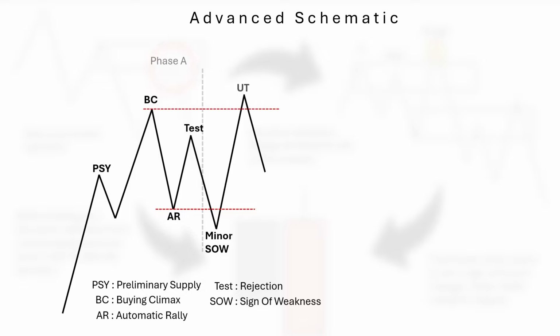And what do you have here? You have your UT. UT is your up thrust. This is a traditional term for purge. The only difference is this occurs in your second phase, which is your phase B.